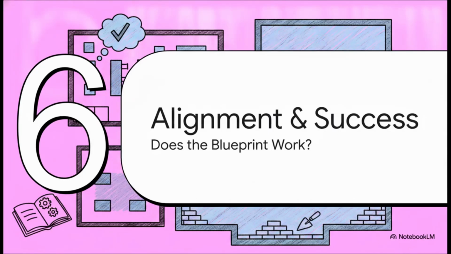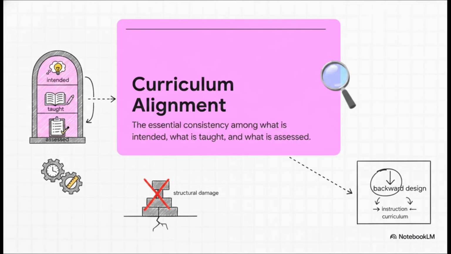Finally, Part 6, Alignment and Success. Does the blueprint work? For our final structural check, we got to step inside the classroom itself. And this brings us to curriculum alignment. This is the absolute essential consistency between what is intended, what is taught, and what is assessed.